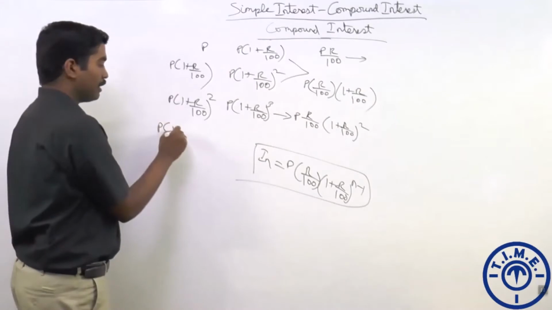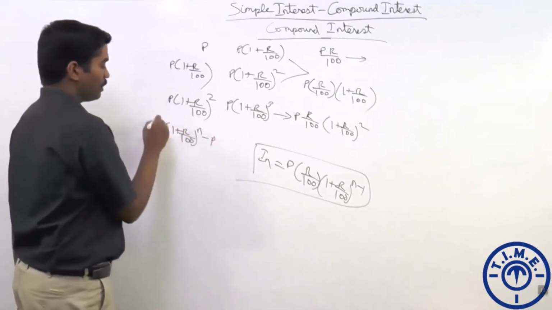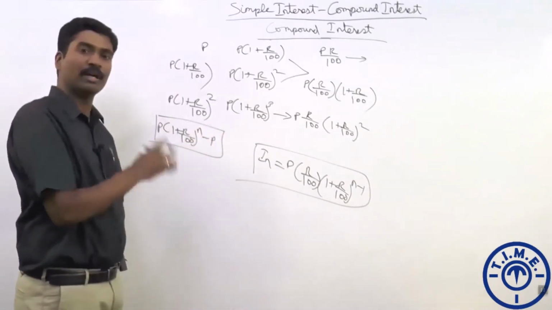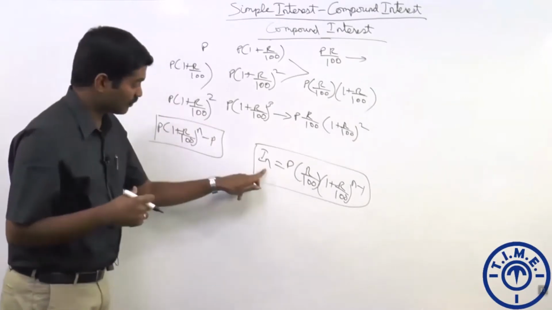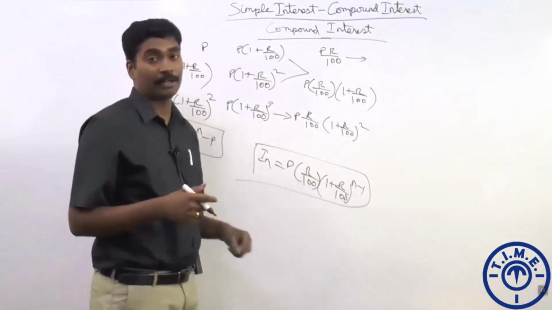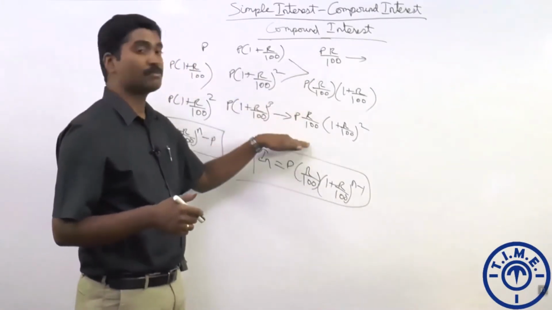Interest for n years would be p into 1 plus r by 100 whole power n minus p. Amount at the end of n years minus principal gives me interest for n years. First year, second year, third year, all of them put together. Interest for the nth year would be p into r by 100 into 1 plus r by 100 whole power n minus 1. As you can see, interest for subsequent years is also in a GP.